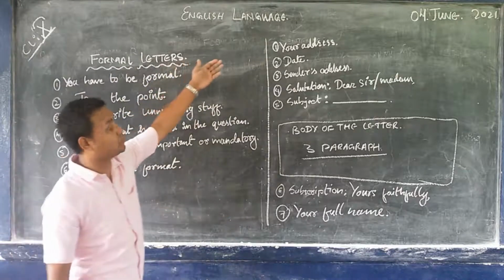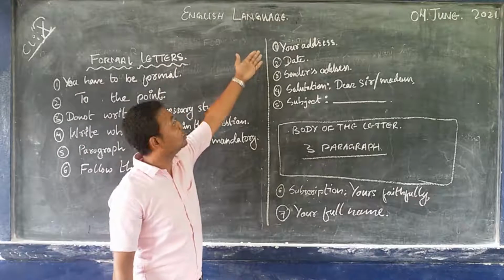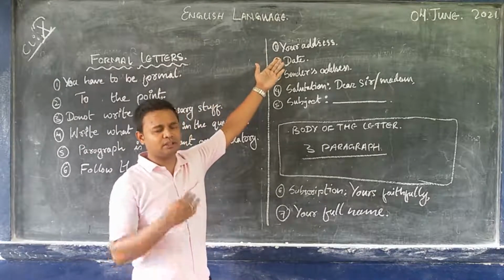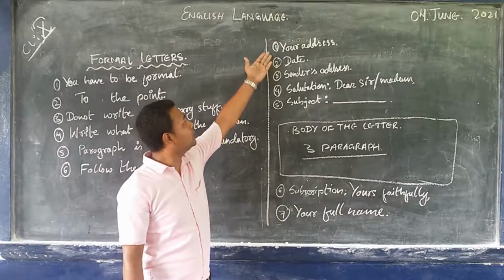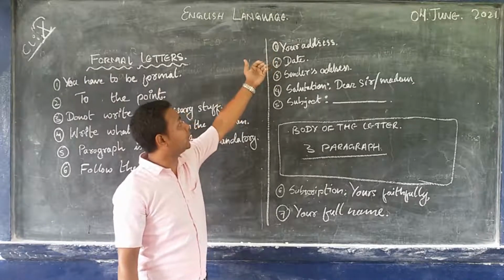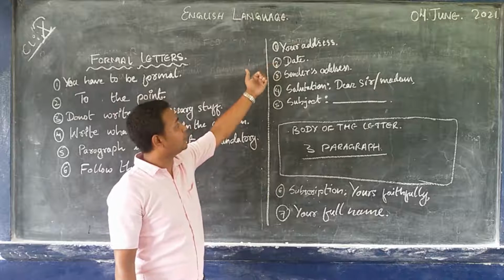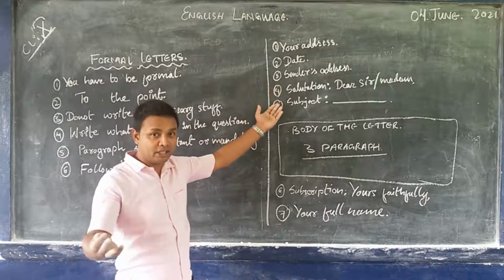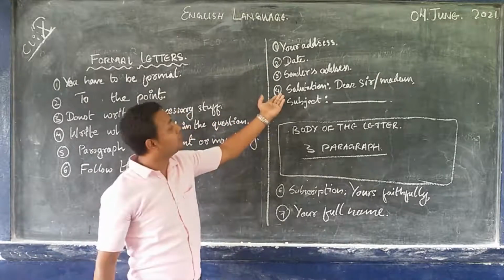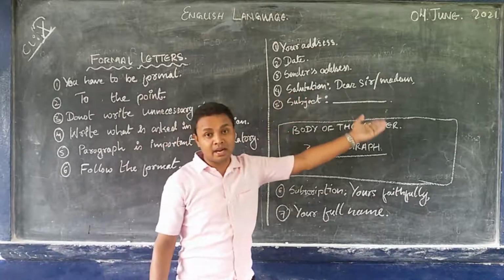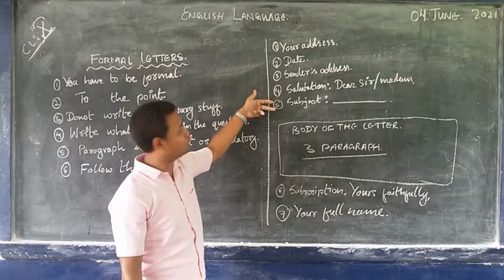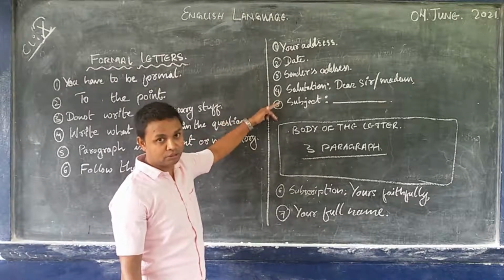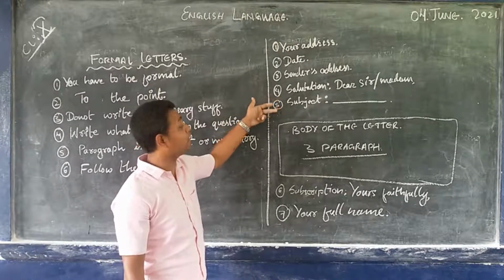So this is the format I have written. Your address first. We have done this in classes, so I am just going quite quickly. After your address comes the date, then the address of the person to whom you are sending, which will be in the question itself. Then the salutation, that is Dear Sir or Madam. Then comes the subject. Here is a confusion that is taking place: you write the subject first and then the salutation. No. First is the salutation and then the subject.